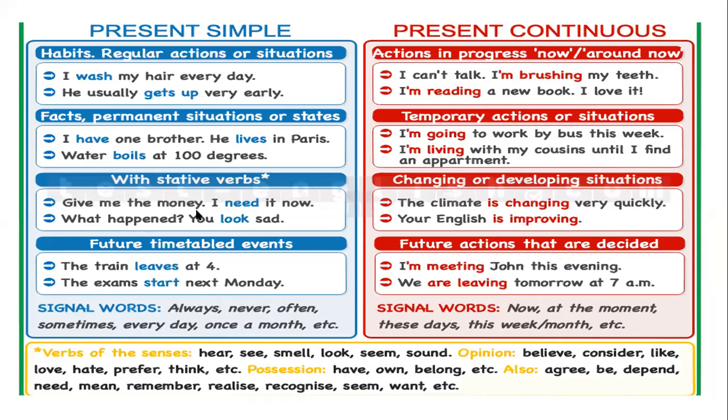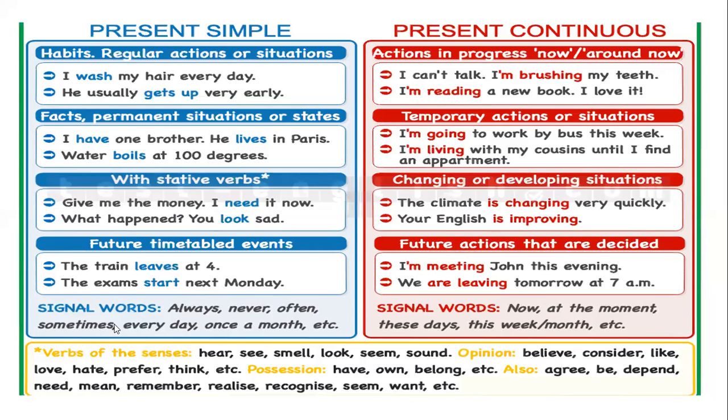So, the simple present, we use it for future timetable events. The trains leave at 4, the exams start next Monday. El tiempo presente simple lo utilizamos para eventos que ya están programados, ¿verdad? Como por ejemplo, el tren parte a las 4, el examen comienza el próximo lunes.